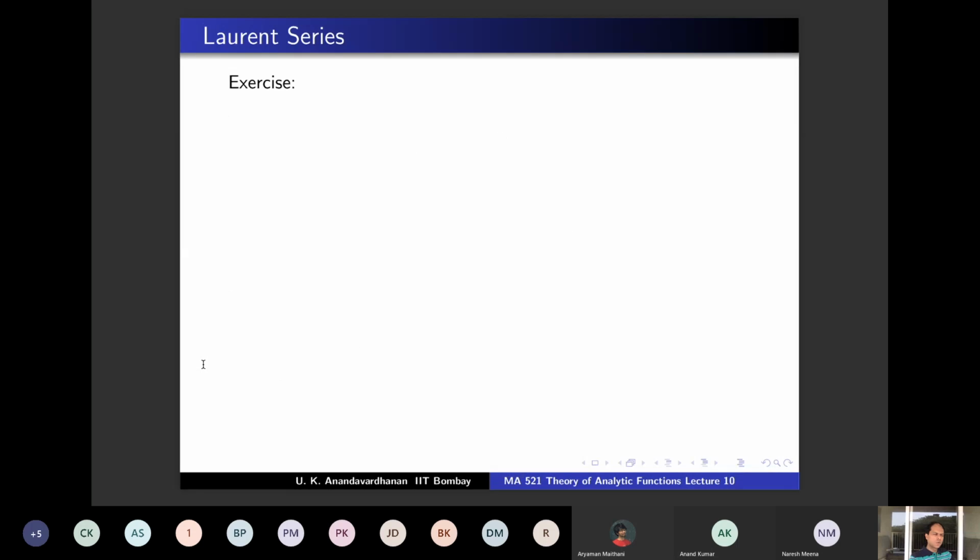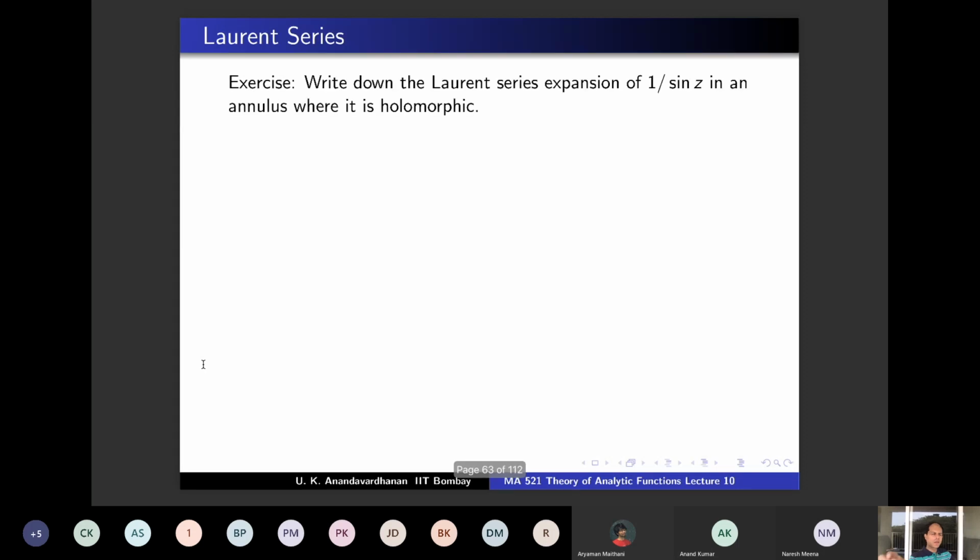Okay, so you should do more exercises than what I give you. I mean, I'm giving very little, but do more exercises. For example, try to write down the Laurent series expansion of 1 by sine z. So this will have poles at all the zeros of sine z. So all n pi: 0, pi, minus pi, etc. So take an annulus which does not contain the poles. So this will be holomorphic there, and try to write down the Laurent series expansion. So you should get a unique Laurent series expansion. So write it down.